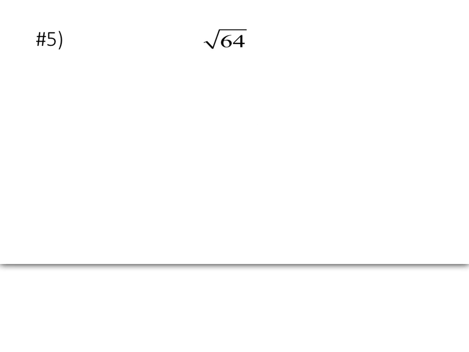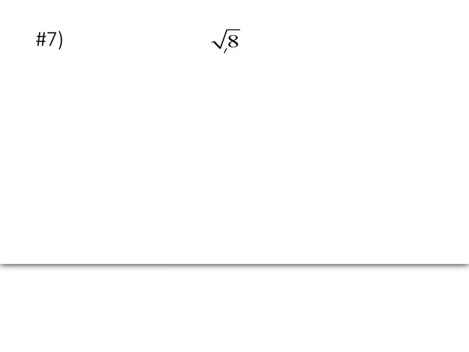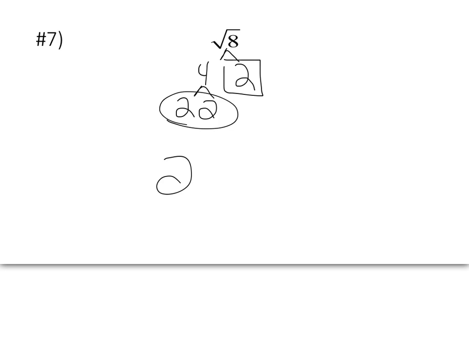64 is 8 times 8. Since there's 2 of them, you can just bring it out front. But that's another one you should just know by heart. 8 is 4 times 2. And 4 is 2 times 2, so you have a set there, and then this is left over. So you bring 1 2 out front and leave 1 2 inside.